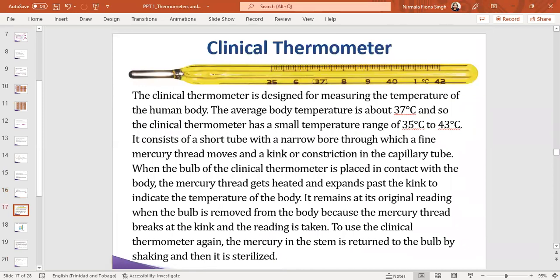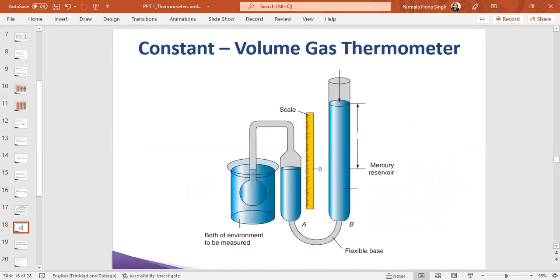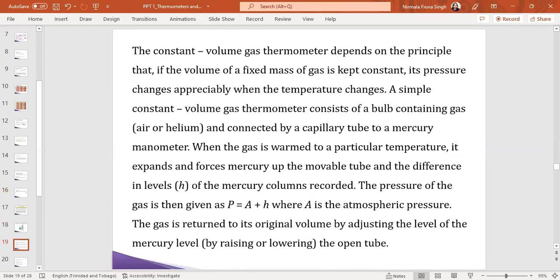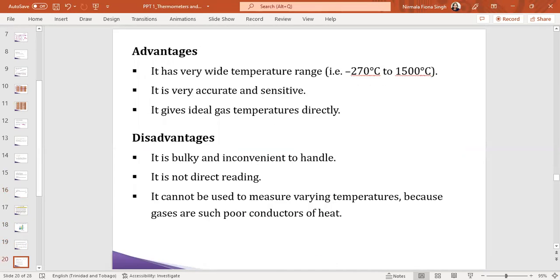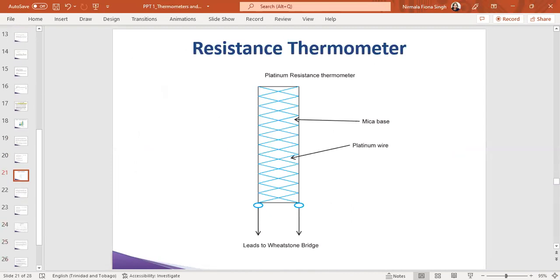Clinical thermometer, you all can read that. Constant volume gas thermometer. These are generally found in industry. You'll never find it in a small scale setting because it's a big set of apparatus. So read it through too. You can just read through the advantages and disadvantages. Same thing for the resistance thermometer.